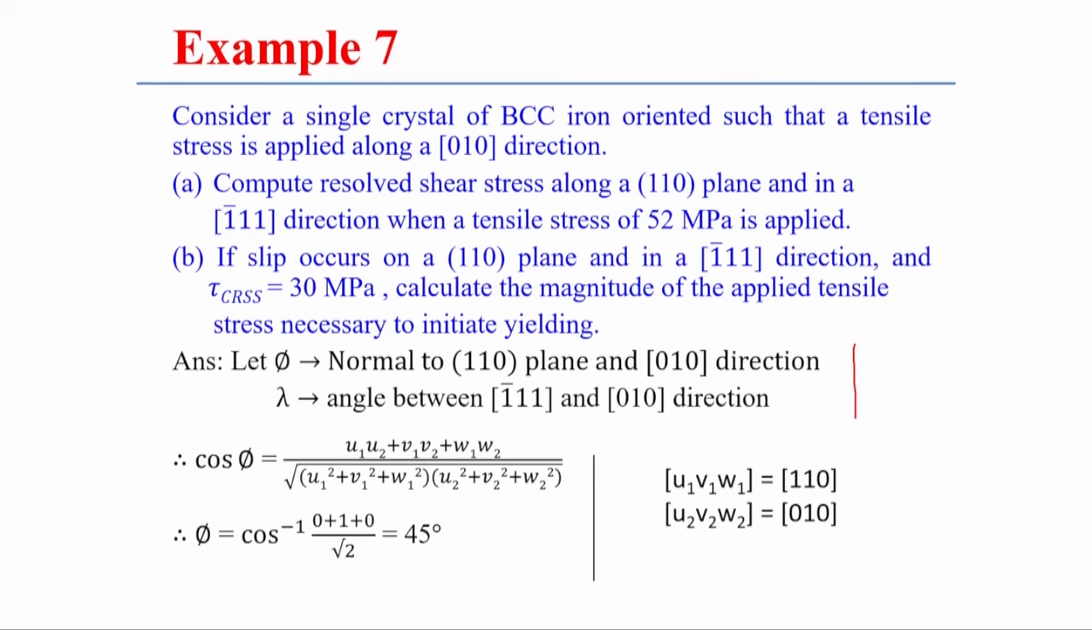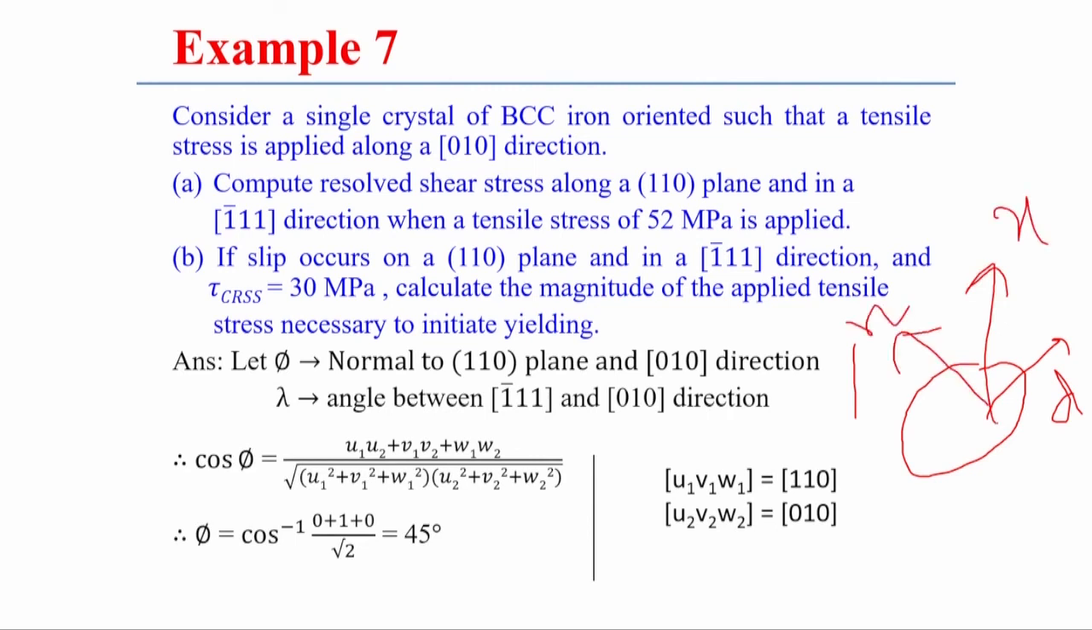Let us define the angle as phi in this case. Suppose this is the slip plane and this is the slip direction d, and this is the axis x, and we define the normal to the slip plane as n. So phi is the angle between the normal to the slip plane and the 0-1-0 direction, which is the direction the load is acting. And lambda is the angle between the slip direction d and the x-axis, the direction in which the load is applied.